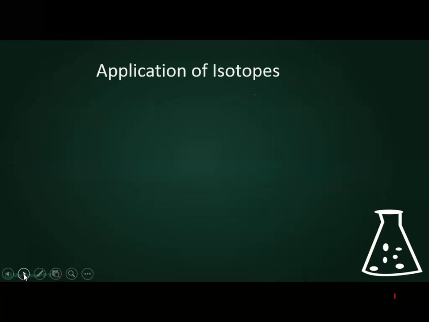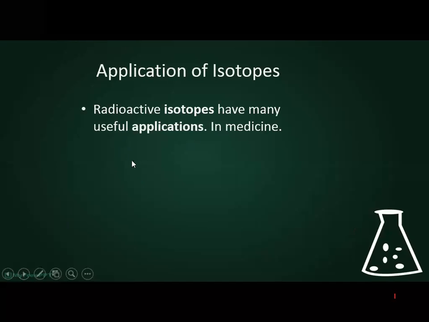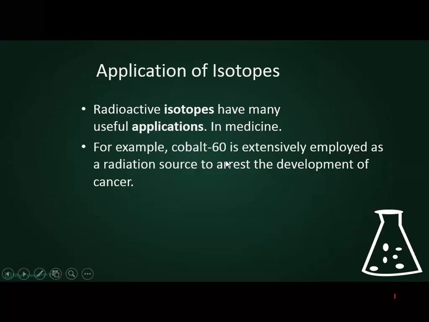Application of isotopes. Now we will learn what the fields are in which we use isotopes. Radioactive isotopes have many useful applications in medicine. For example, cobalt-60. Cobalt is the name of the element. Its isotope cobalt-60 is extensively employed as a radiation source to arrest the development of cancer. Means cobalt-60 is used as a radiation therapy for the treatment of cancer.